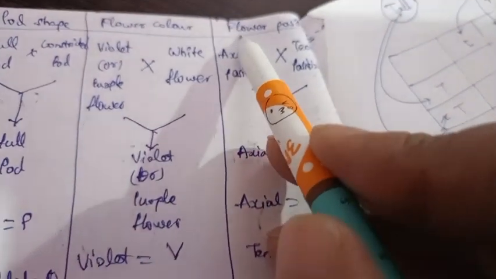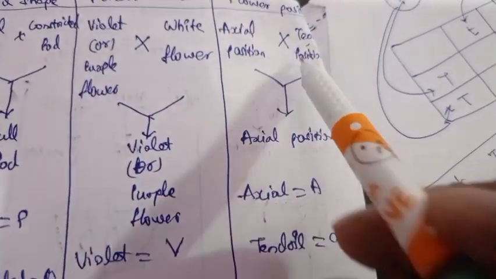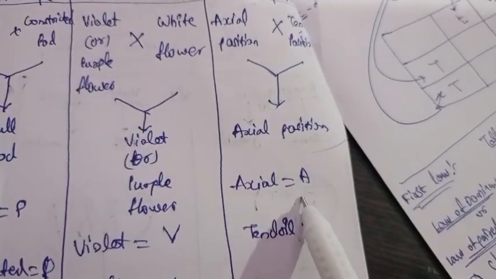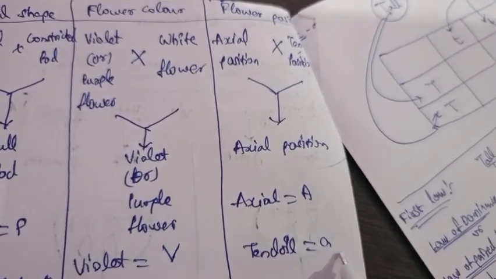And here we have the next trait, flower position. Axial position crossbred with terminal position. The dominant one is axial position. Axial is represented by capital A. Terminal is represented by small a.